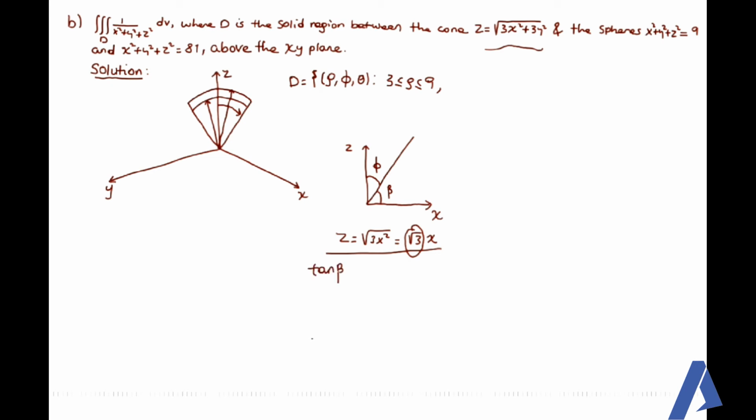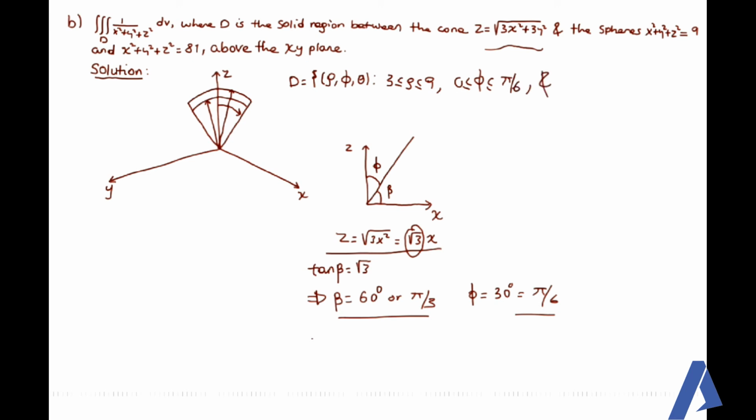ስለዚህ we know that the slope of the line is equal to the tangent of beta. So tan beta is equal to the square root of 3, which implies that this is a common angle, so beta is equal to 60 degrees or pi over 3 ማለት ነው። ስለዚህ from this you can deduce that phi is equal to 30 degrees, which is equal to pi over 6. ስለዚህ our angle phi runs from 0 to pi over 6 ማለት ነው። And finally, our theta: the projection of this solid region on the xy plane is a full circle, so theta runs from 0 to 2 pi.